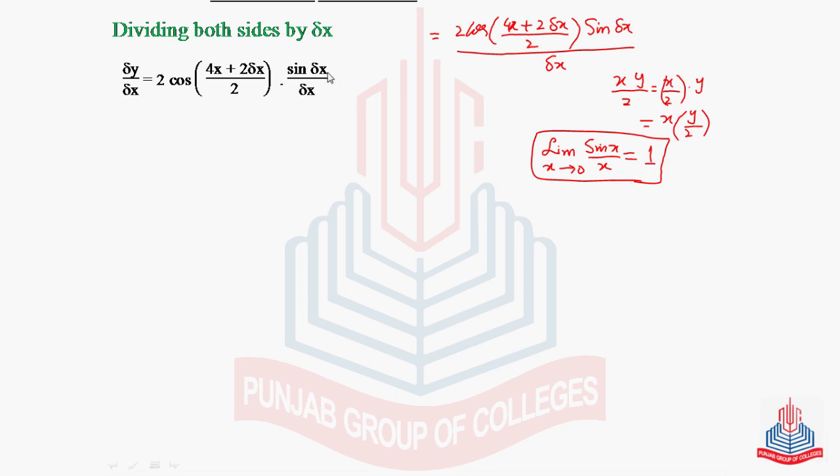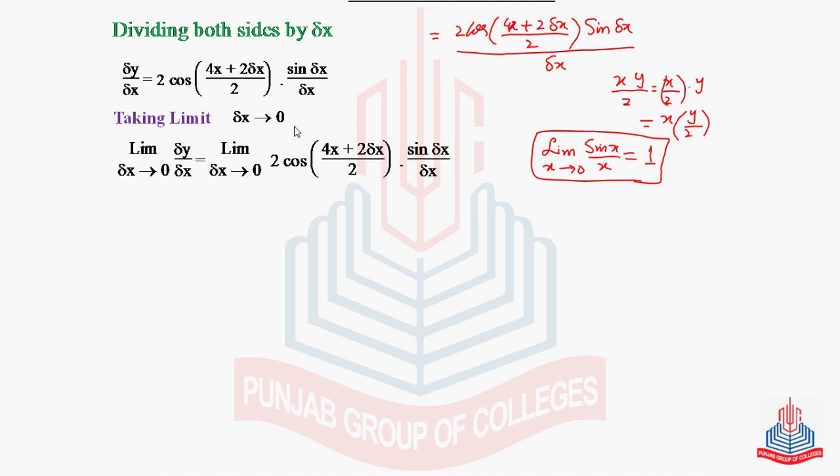So now we have our next step, which is applying limit delta x approaches to 0. So applying on both sides, limit delta x approaches 0, delta y by delta x is equal to limit delta x approaches 0, and the remaining thing will be as it is, 2 cos(4x plus 2 delta x) by 2 into sin delta x divided by delta x. So the left hand side will become dy by dx, and on the right hand side we use our theorem on product of two functions. So limit will apply on this part and on this part separately.